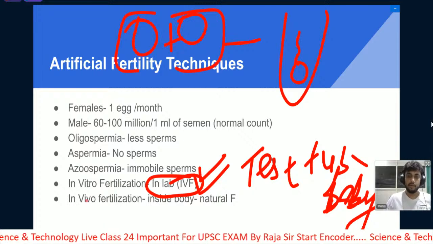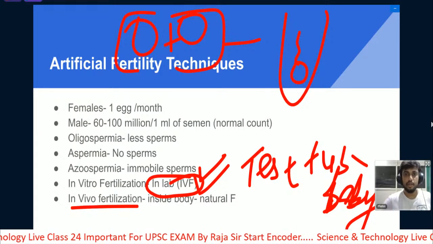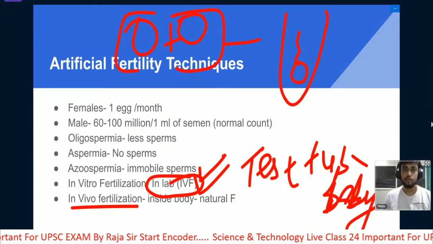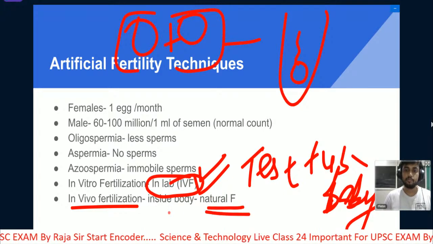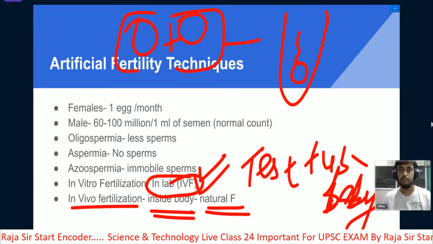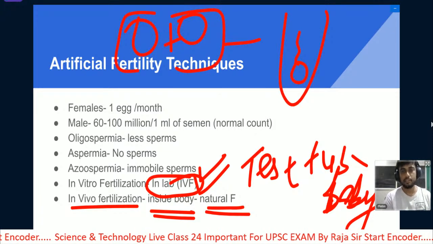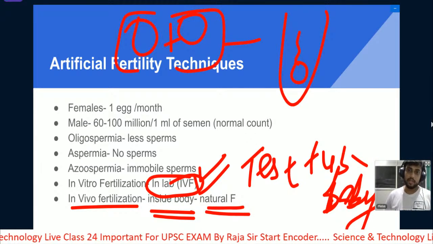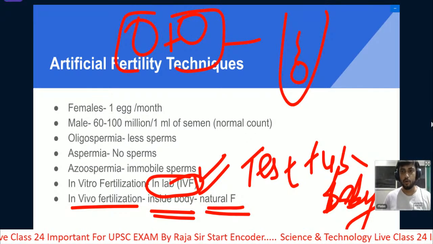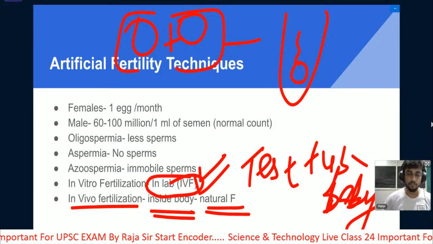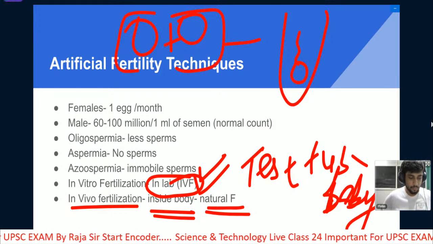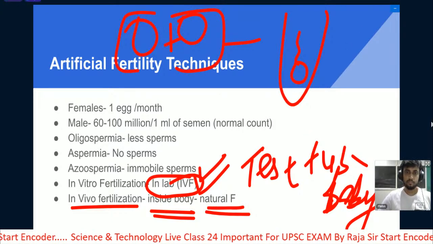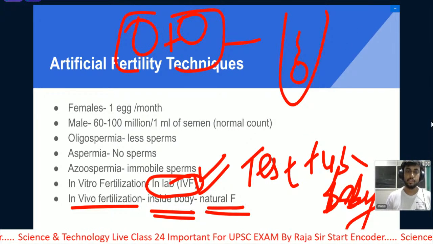And then the other term is in vivo fertilization. In vivo fertilization means when the fertilization occurs naturally inside the female body. Okay, the natural fertilization which is happening inside the female body, that is in vivo fertilization. Okay, and fertilization is the formation of zygote by the fusion of the sperm and the egg. Is it clear? We have a few terms. Yes, sir.